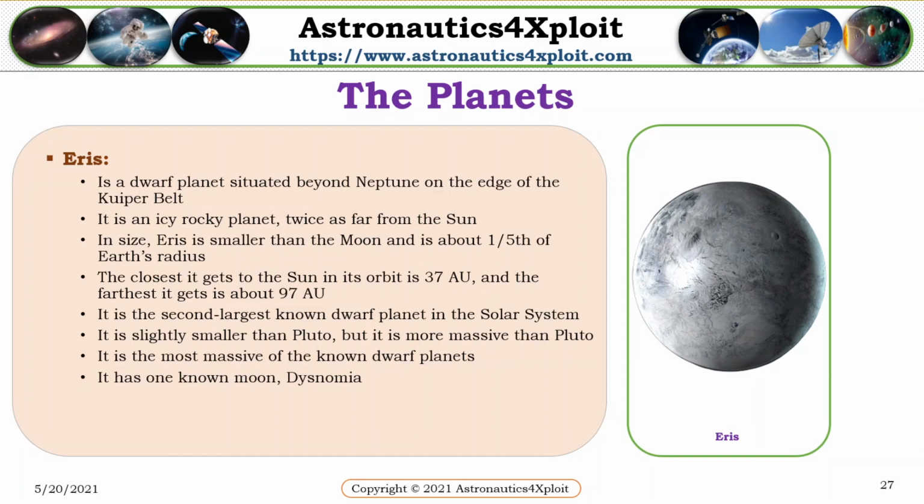Eris is the second largest known dwarf planet in the solar system and is slightly smaller than Pluto, but it is more massive than Pluto. It is the most massive of the known dwarf planets. Eris has one known moon, which is referred to as Dysnomia.